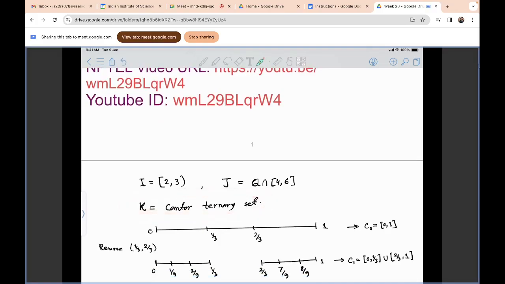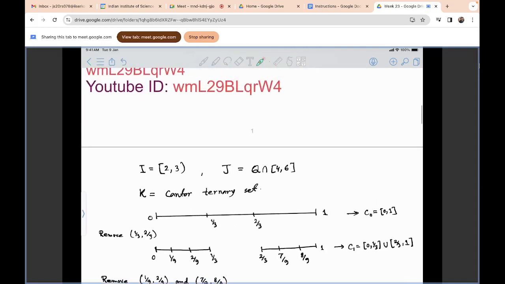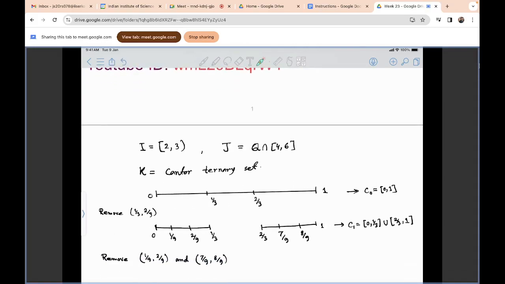So what is the Cantor ternary set? There is a construction of how the Cantor set can be constructed. First take the closed interval [0, 1]. Let me denote it by C0. We write 0, 1 by 3, 2 by 3 and 1. So in the first step, what we will do? We will remove the open interval (1 by 3, 2 by 3).